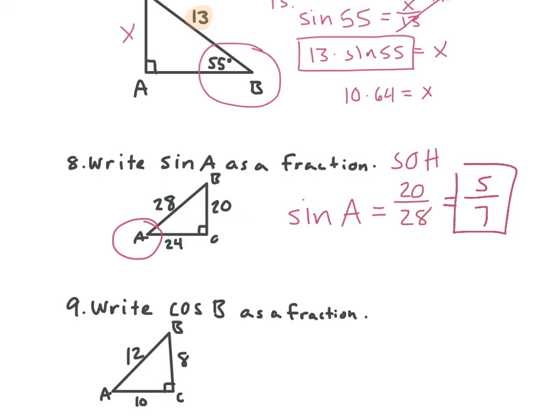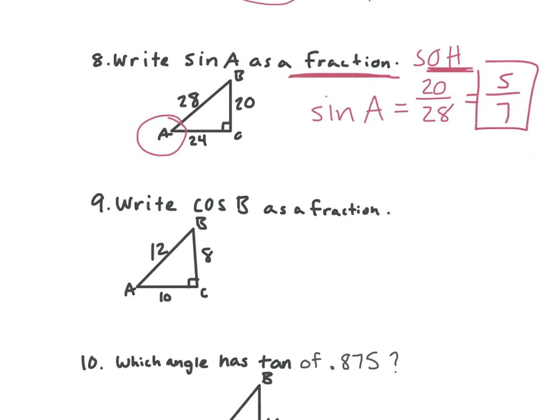We don't have to put anything in the calculator here. We're just writing the sine of A is equal to 5 over 7. So if it says write it as a fraction, you don't have to put it in your calculator. All you do is write the opposite over hypotenuse if it's asking for sine.